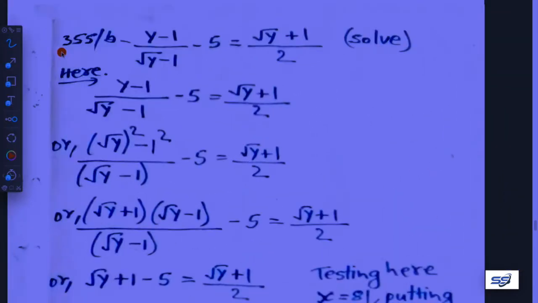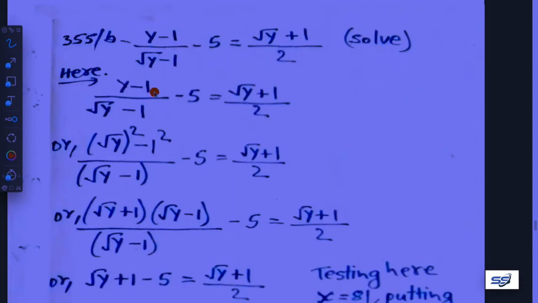Given up from this chapter to solve. It means it is a type of equation. In this equation, we have to get the value of the unknown factor. Here, it is somewhere given in the form of a, y, x, or z, and so on. Anyway, from the equation, we have to get the value of the unknown factor. Here, the unknown factor is given in the form of y. Y is our unknown factor. We have to get the value of y. So here, solve means we have to get the value of y.